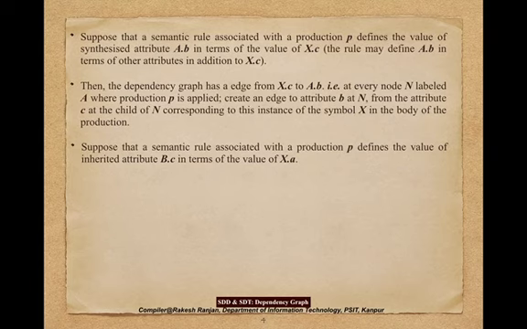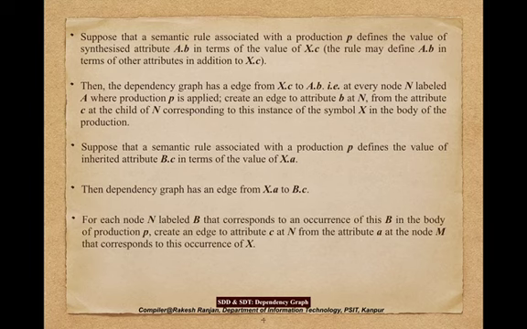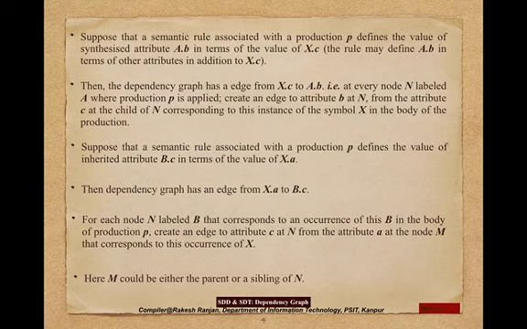Suppose that a semantic rule associated with production P defines the value of inherited attribute B.C in terms of the value of X.A. The dependency graph has an edge from X.A to B.C. For each node N labeled B that corresponds to an occurrence of this B in the body of the production P, create an edge to attribute C at N from the attribute A at the node M that corresponds to this occurrence of X. Here M could be either the parent or a sibling of N.